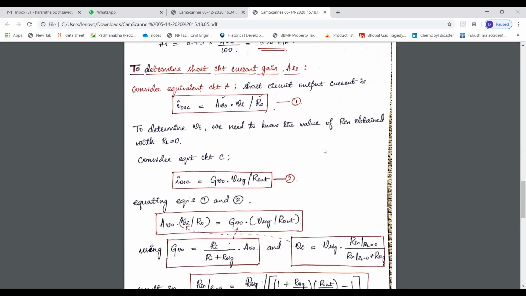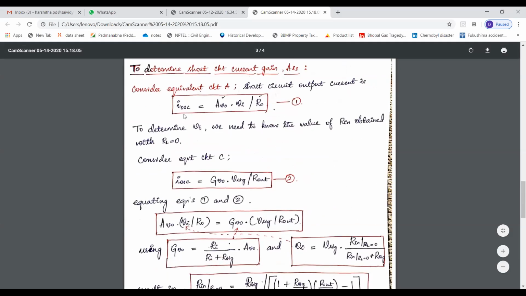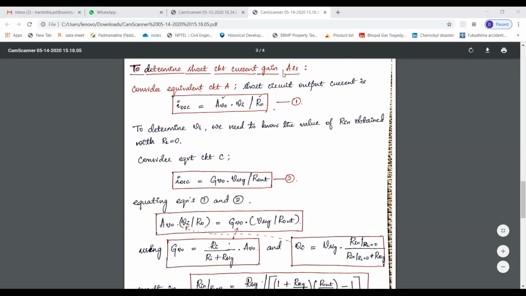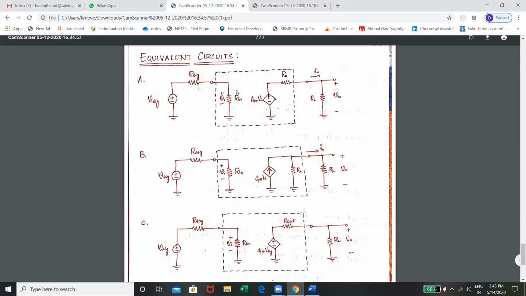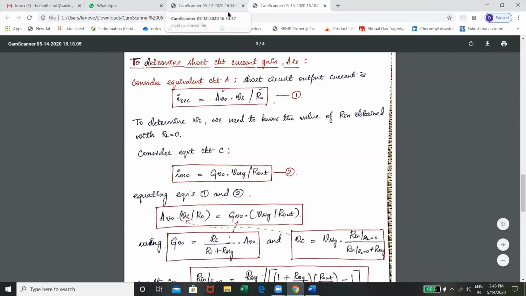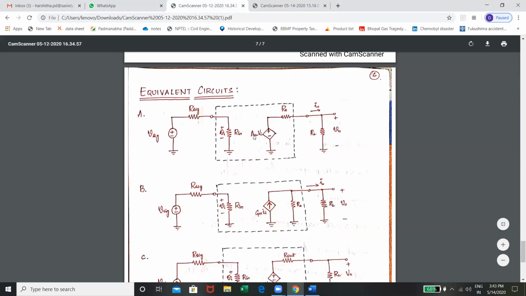And next we need to find out the short circuit current gain, that is AIS. This is equal to IOSC, that is the output short circuit current, which is equal to AV naught into Vi by R naught. See here, consider this equivalent circuit A that is shown here. From this circuit we have written that the output current ISOC is equal to AV naught into Vi by R naught.